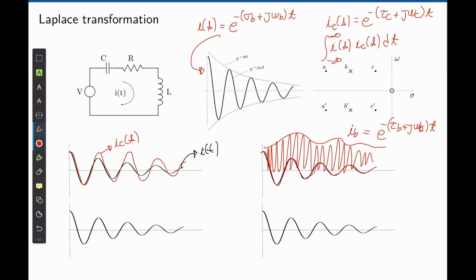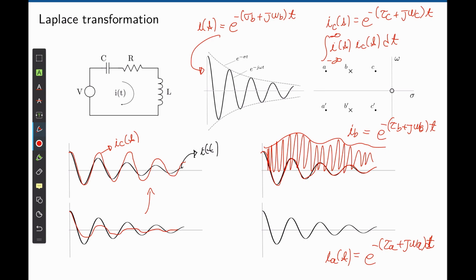Now let's look at point A. If we now attempt to create a signal I_A of t, A has the same frequency as B and C, but the magnitude of the exponential component is much greater than B and C. This means that the exponential component will decay much faster than the actual response. And if we now plot I and I_A, we should see something decreasing much faster because the exponential component decays faster. And again, we are back in the same situation we were in with C.